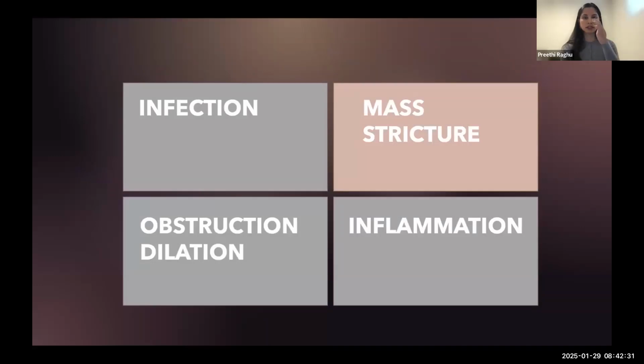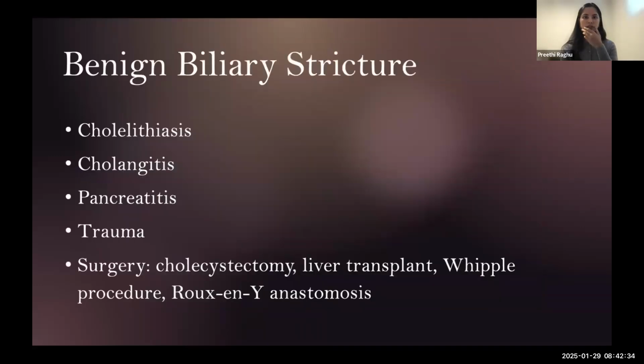Okay, and then just to wrap up here, talk quickly about some masses and strictures. There's a lot of causes of benign biliary strictures, including stones, cholangitis, pancreatitis, trauma, and then surgeries like all of the ones listed here.